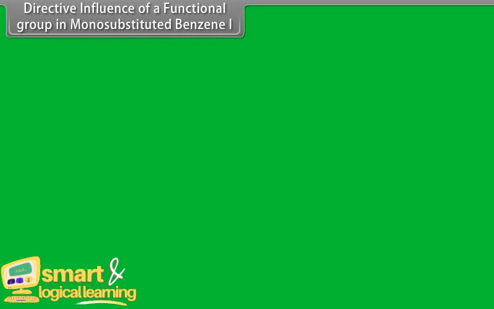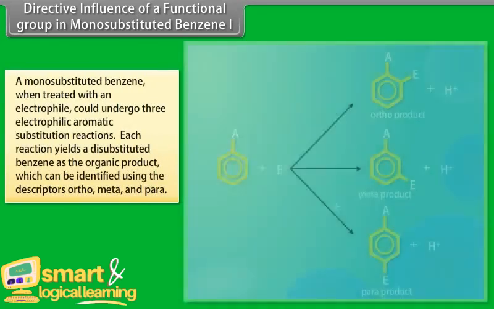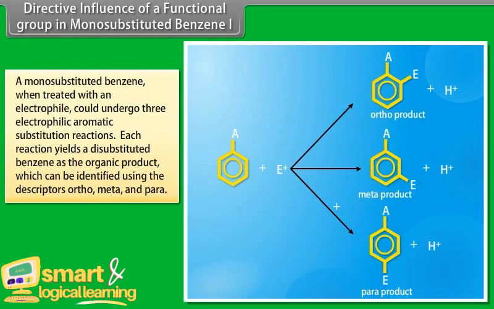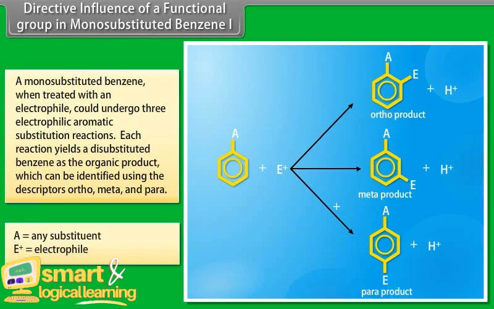Directive influence of a functional group in monosubstituted benzene 1. A monosubstituted benzene, when treated with an electrophile, could undergo 3 electrophilic aromatic substitution reactions. Each reaction yields a disubstituted benzene as the organic product, which can be identified using the descriptors ortho, meta, and para. A equals any substituent. E+ equals electrophile.